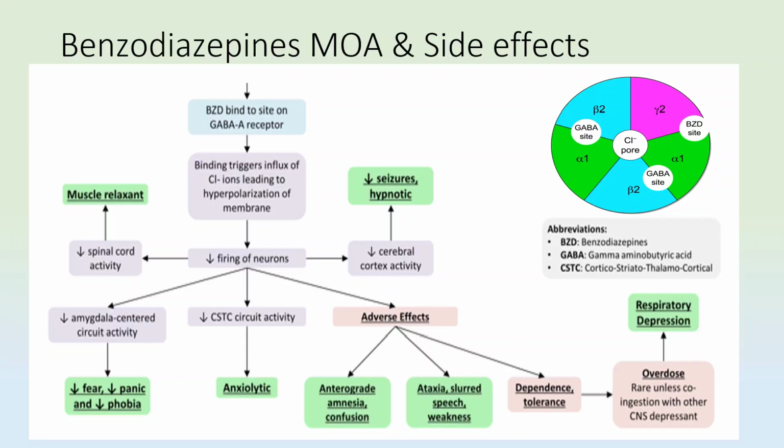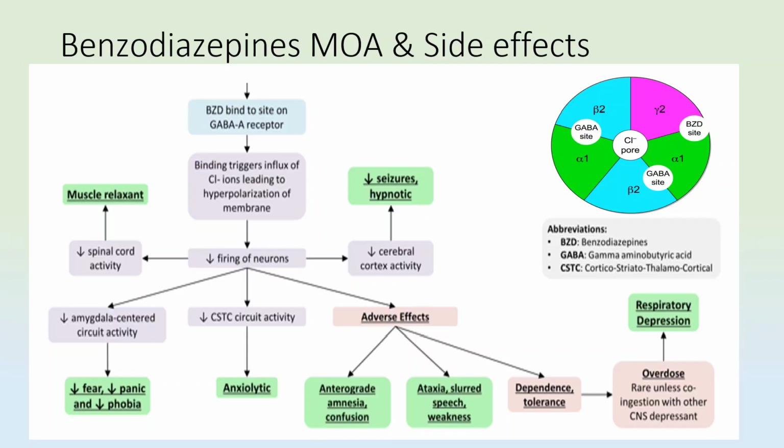And the binding will trigger influx of chloride ions, leading to hyperpolarization of the membrane, and hyperpolarization will decrease the firing of neurons. The decrease in firing of neurons will also decrease the spinal cord activity, causing muscle relaxation, will also decrease the cerebral cortex activity, causing a decrease in seizures and a hypnotic effect, and the decreased firing of neurons will also lead to a decrease in fear, panic and phobia, and will also act as an anxiolytic through the decrease in CSTC circuit activity, and that will also then cause the adverse effects that are seen with benzodiazepines.